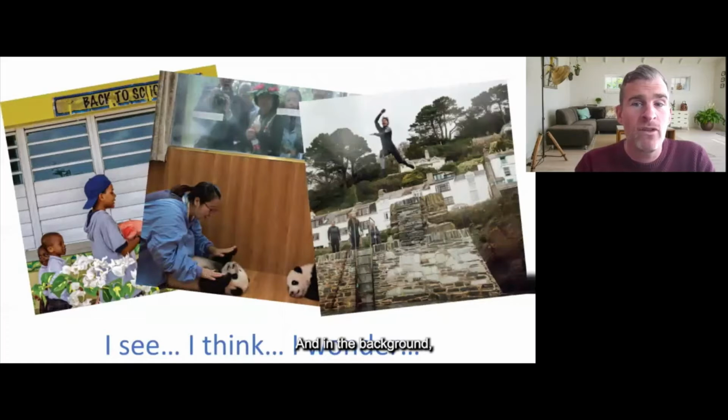And in the background, I can see some white houses and some trees. The weather looks quite grey, quite cold. So I wonder why the people are doing this in such bad weather.